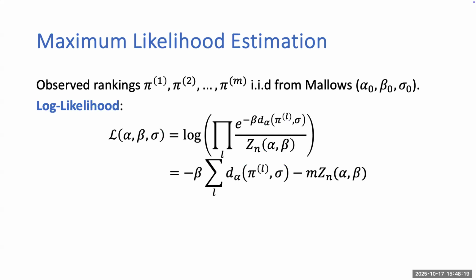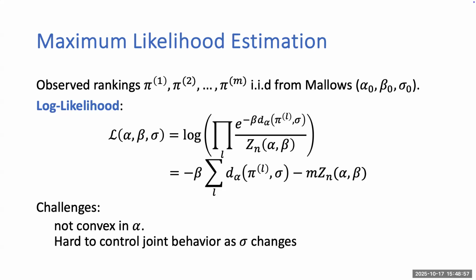And you just write the likelihood, that's the first thing to do. There are 2 parts to this likelihood. One is this Zn, which is the normalizing constant for given parameters alpha and beta. The normalizing constant is independent of sigma 0 because you can permute the matrices. And there is this sum over all observations of distances between the observed pi's and the central ranking that you're estimating.